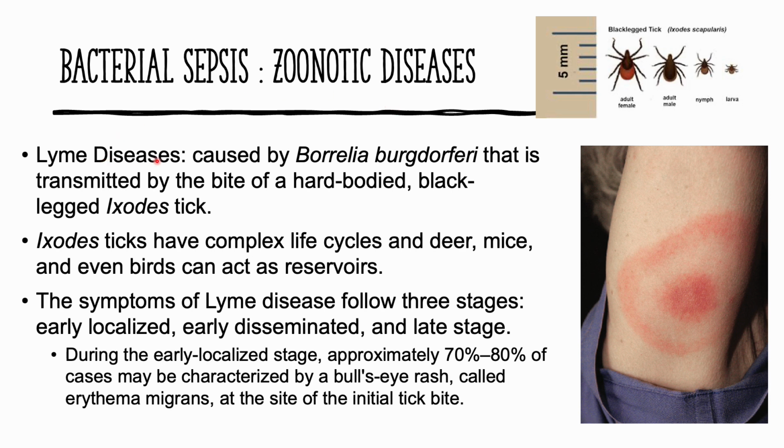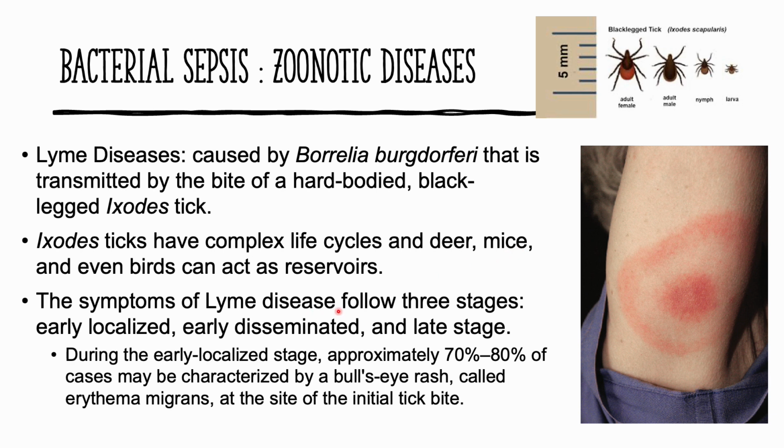Another example of a zoonotic disease that is transmitted by a tick is Lyme disease. And this tick is transmitting the bacteria Borrelia burgdorferi. And the tick that is transmitting that bacteria is the Ixodes tick. And these ticks tend to have a very complex life cycle with lots of different reservoirs, so they can use deer and mice and birds as part of their life cycle. So kind of like what we saw with the plague, it's difficult to get rid of this disease because their life cycle is so complex and they have all these different reservoirs.